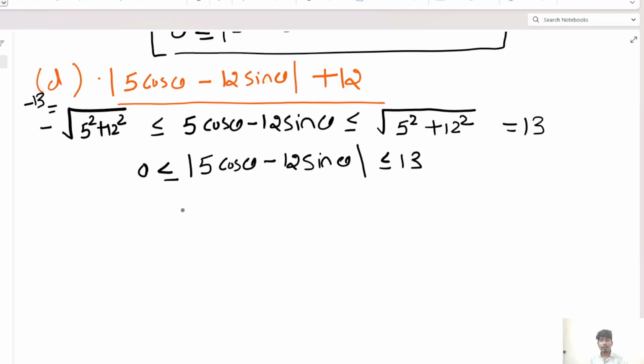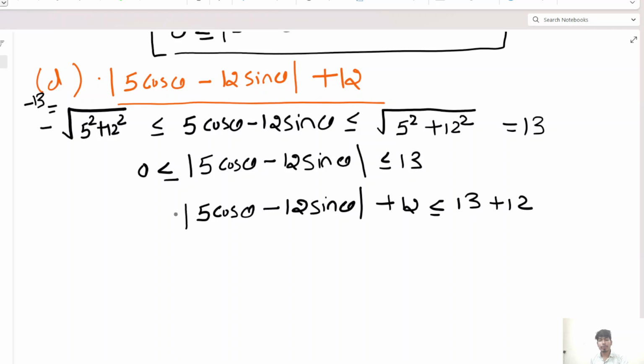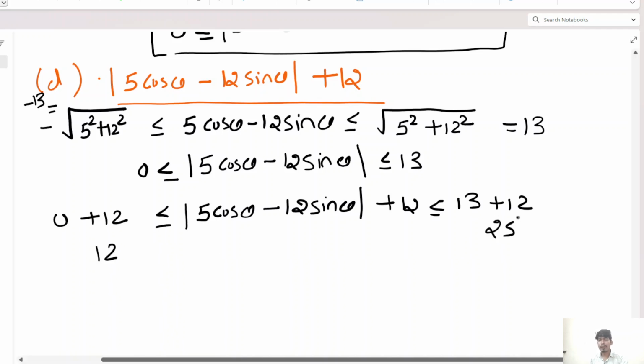Okay, and when we add 12 in this expression, then this is 13 plus 12 and here it is 0 plus 12. Then this becomes 12 and this becomes 25. Okay, so the maximum value is 25 and the minimum value is 12.